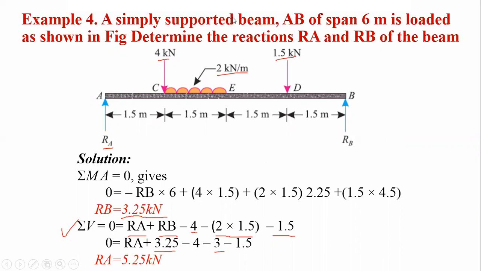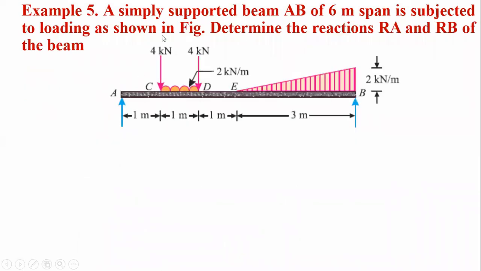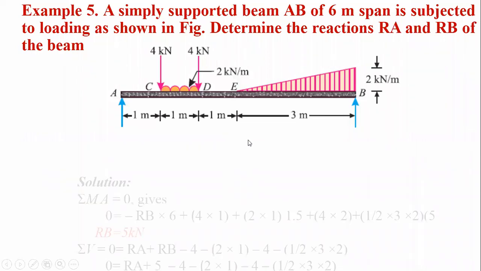For the provided simply supported beam. Now let us proceed to another problem for the simply supported beam. Simply supported beam AB of span 6 meter is subjected to loading as shown in the figure. Determine the reactions RA and RB. Here there is one triangular load, or we may call it a uniformly varying load. It is subjected to 2 point loads and one UDL also. Now let us solve this problem.